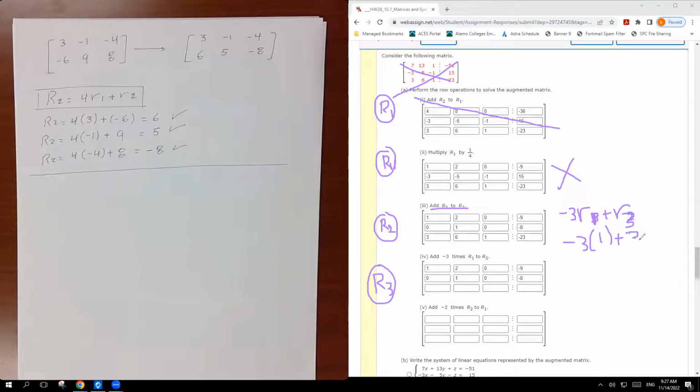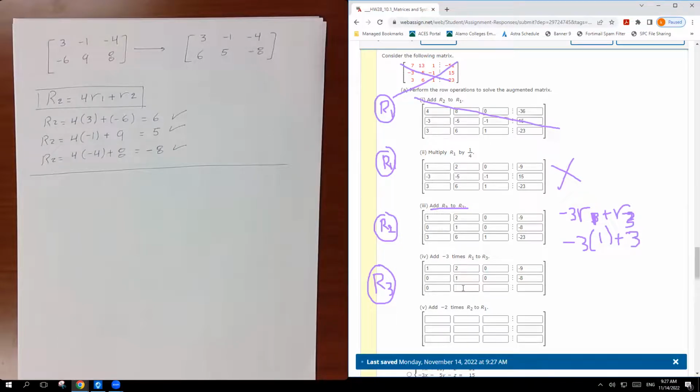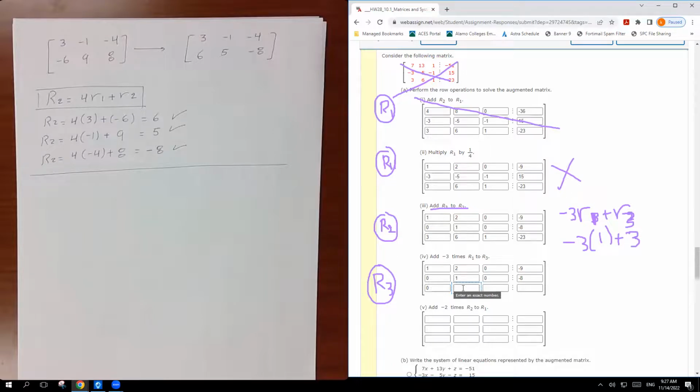Add it to the 3. So negative 3 times 1 is going to be negative 3, added to R3, which is a 3, is going to be 0. Let's check the second one. Negative 3 times 2 is going to be negative 6. Negative 6 added to 6 is going to be 0. So the second row also is going to be 0.